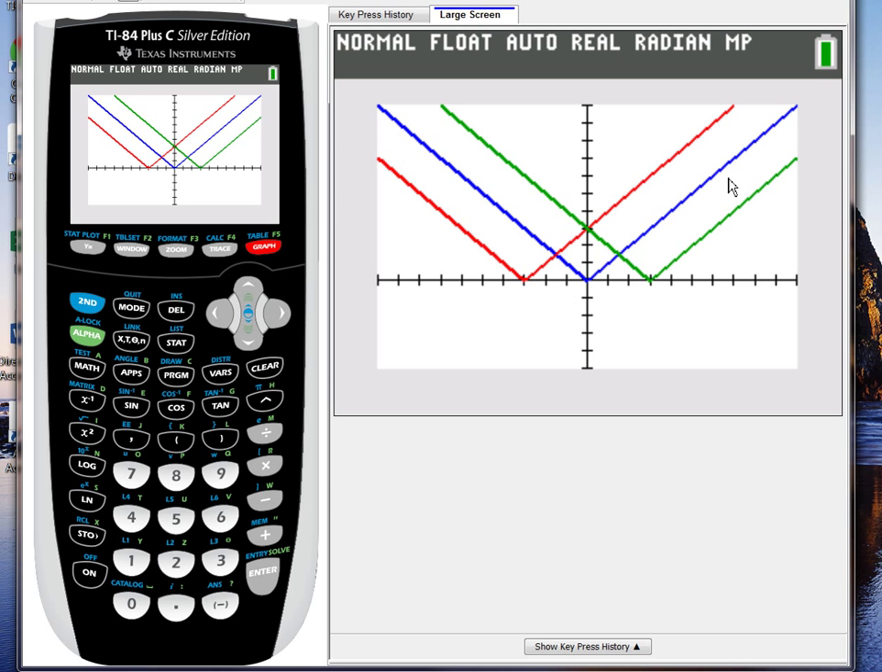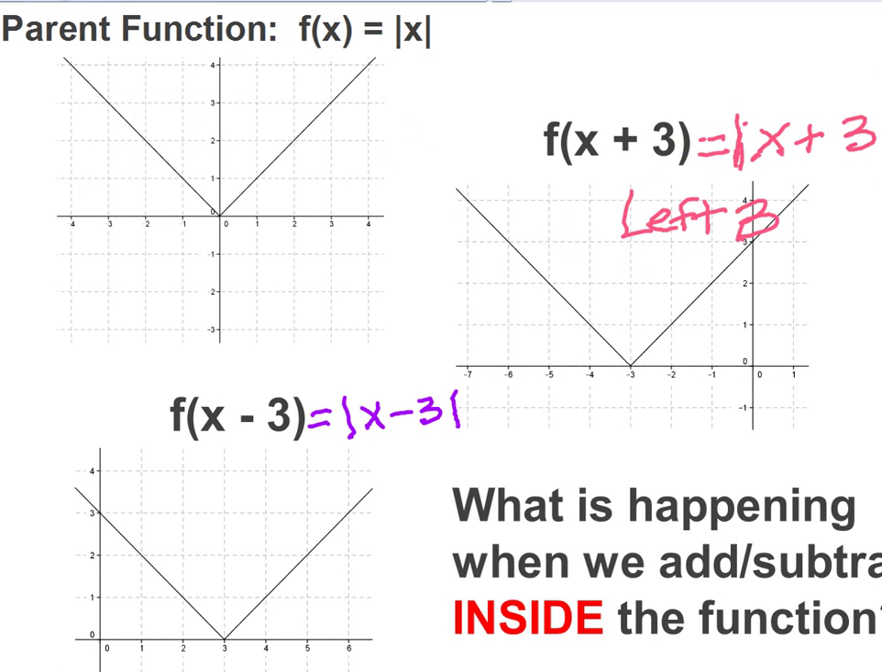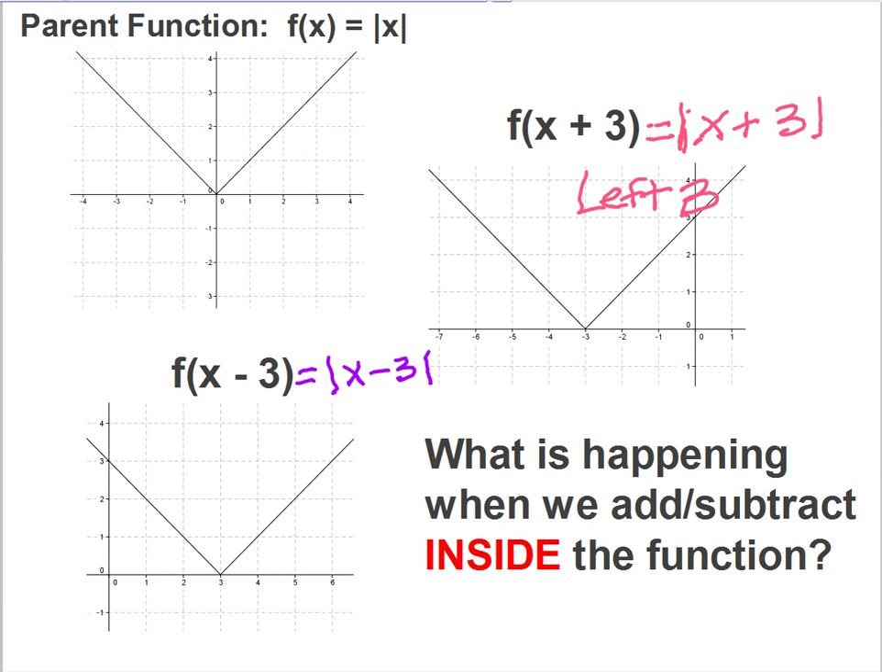Remember, the parent function was in blue. That's always our starting point. So I subtracted 3 inside the function and it moved it to the right 3 units. So subtracting inside the function moved us to the right 3 units. So inside the function moves us left and right. Left if we add inside the function, and right if we subtract inside the function.